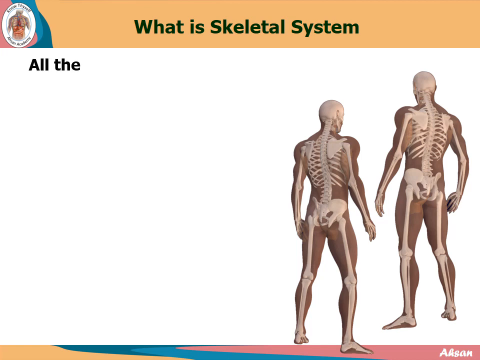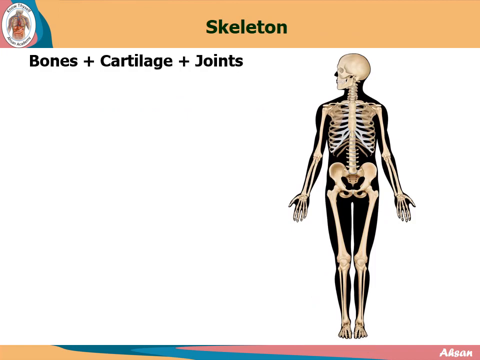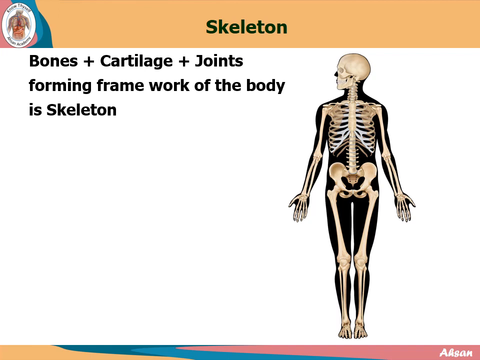So what is the skeletal system? We know that in our body there are some osseous and cartilaginous elements, means bones and cartilages. They are connected together by some joints. Some of them are very stiff, don't allow movement, and some allow limited movement, some allow extensive movement. So all these osseous elements, cartilages and the joints together make the skeletal system. So we are getting bone, cartilage and joints, together forming the framework of the body, and this is the skeleton.